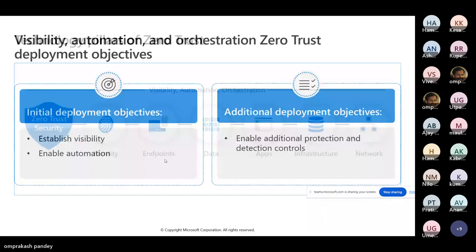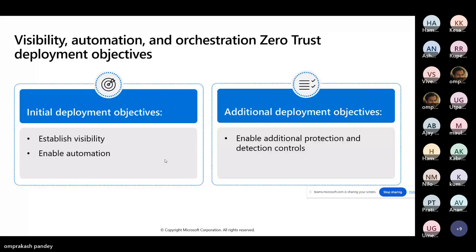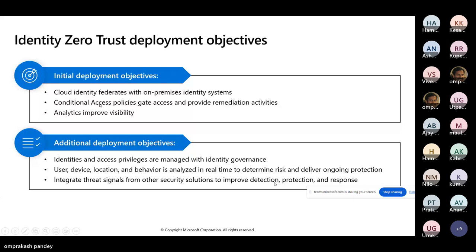Now, once it comes to the core objectives of how do you simplify things, one aspect which I was trying to showcase is there should be simplified visibility. There should be an option of automation over here, where we can have a single environment, where we can see all these things at a single place. There should be an option of additional deployment entities over here, additional protection and detection controls.